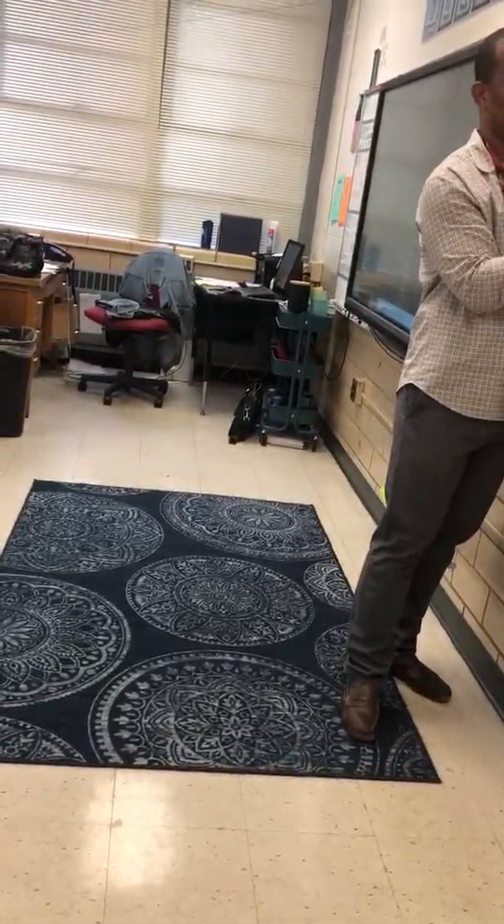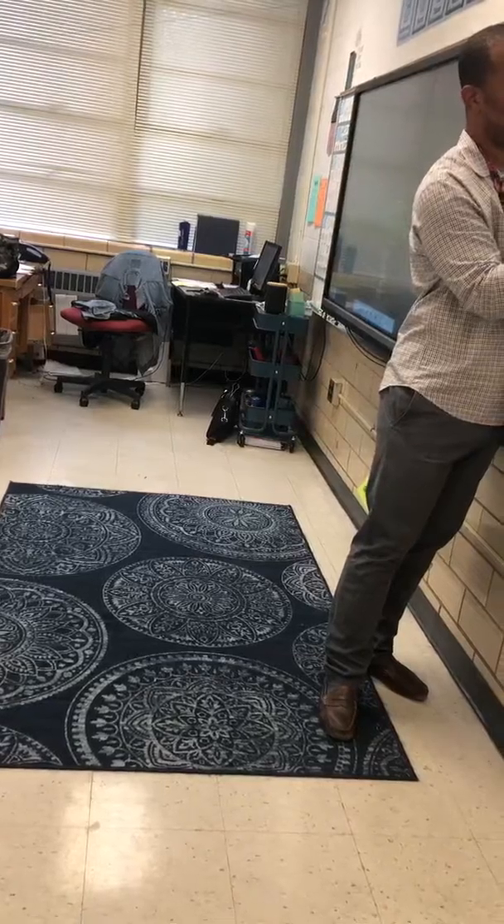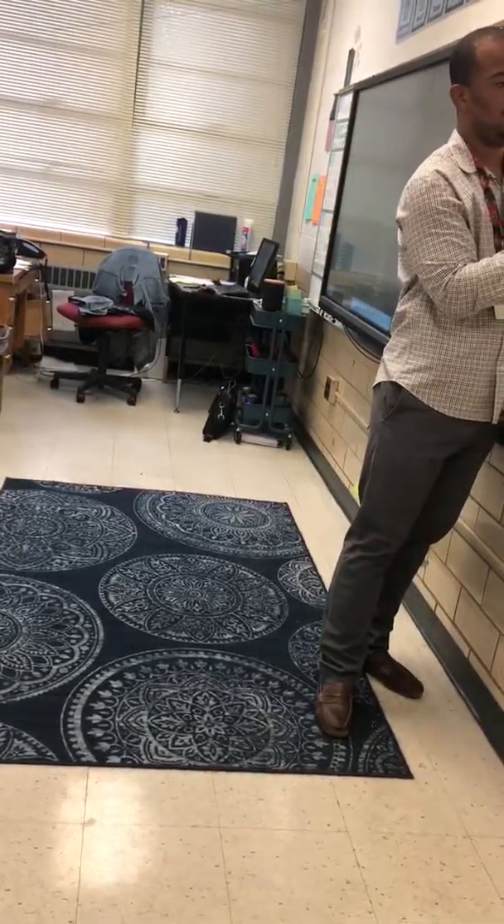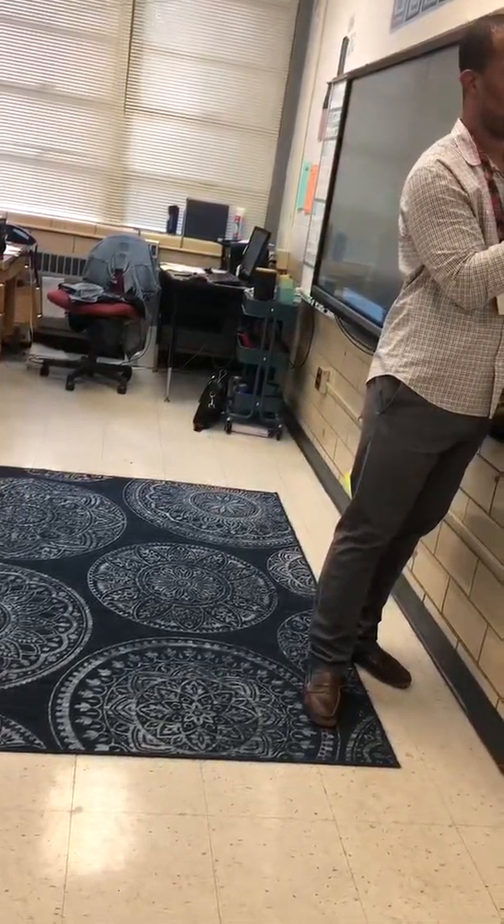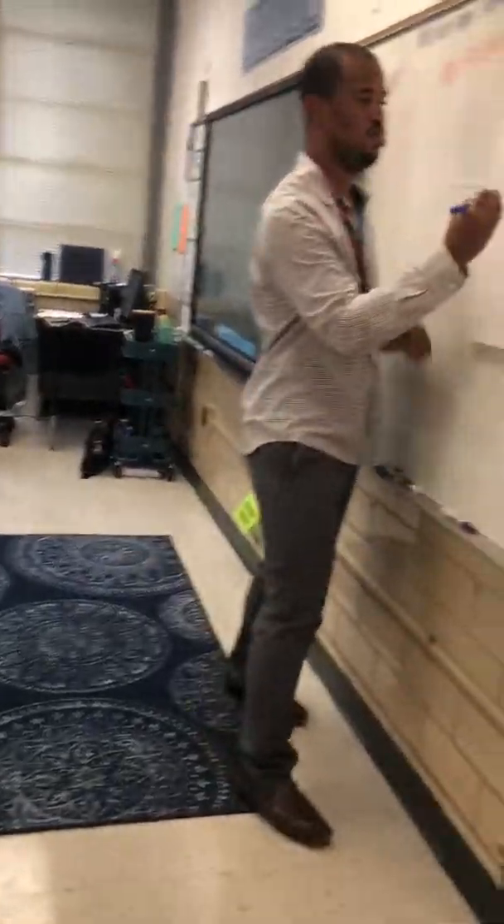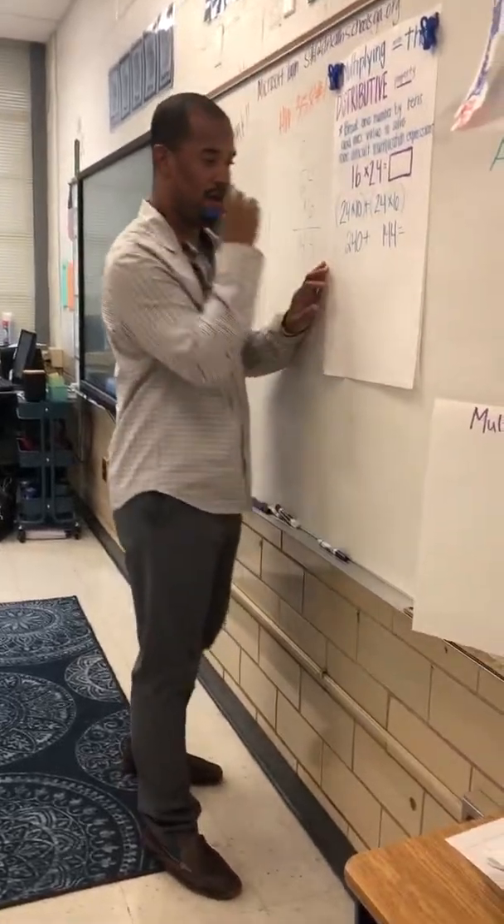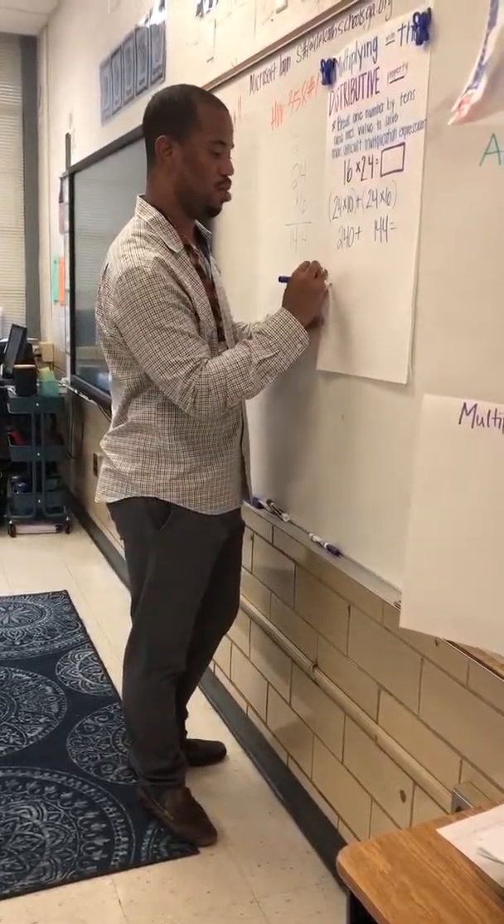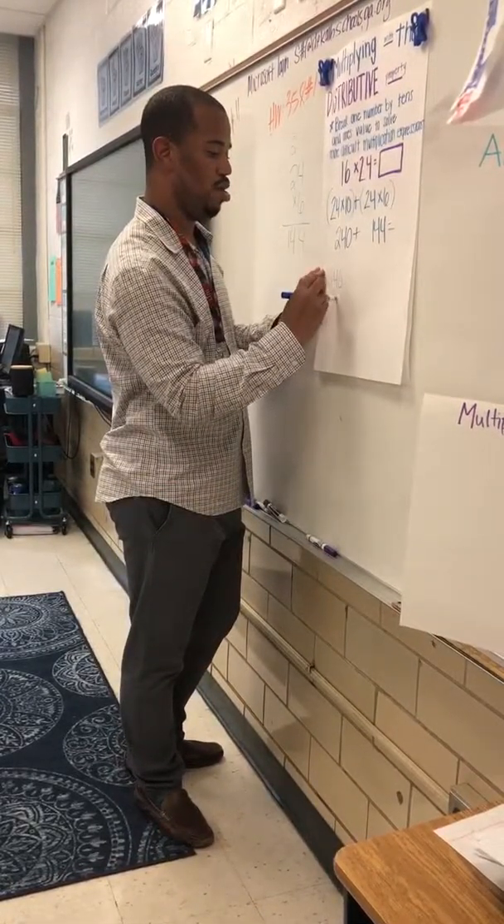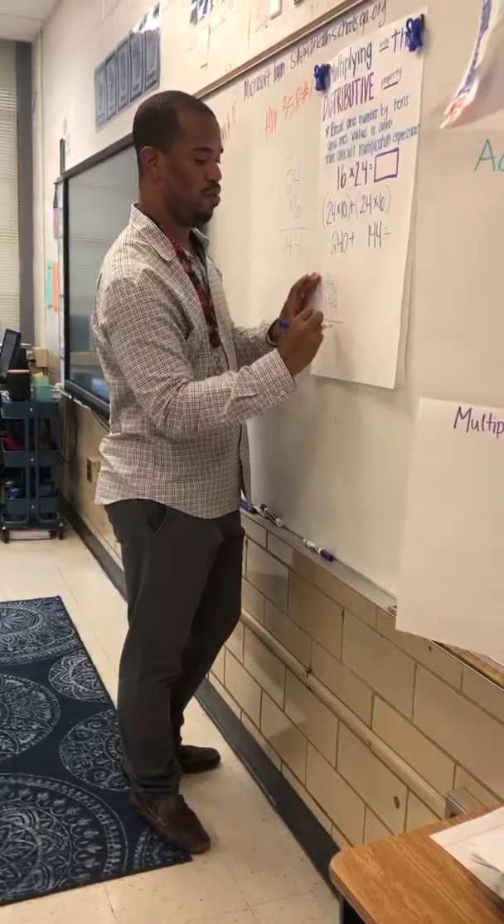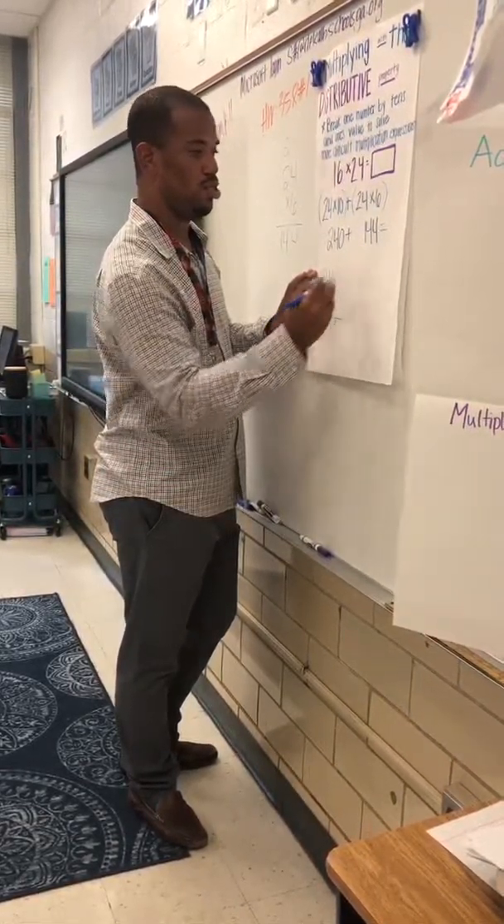6 times 4 is? 24. 6 times 2? 12. Plus 2? 14. Okay. So 24 times 6 is 144. And then I need to add them together to figure out what the answer was. 240 plus 144 is 384.